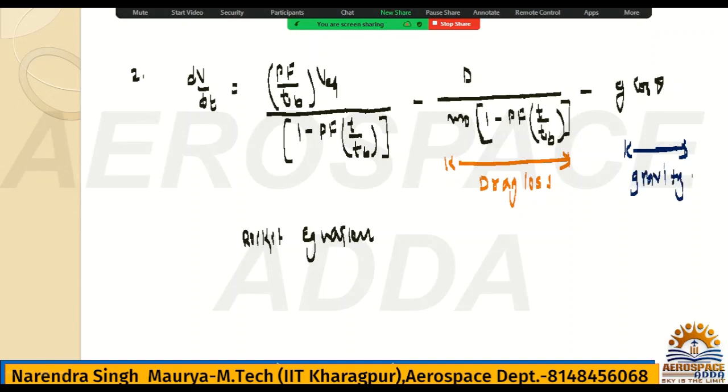Why is it called gravity loss? Because small g term you are getting, the gravitational acceleration, and this acceleration obviously is a vector quantity. So what is the direction of gravitational acceleration? It is always downward. So once the rocket is moving in upward direction, gravitational acceleration will be working in downward, hence it is called gravity loss. Okay, all right.